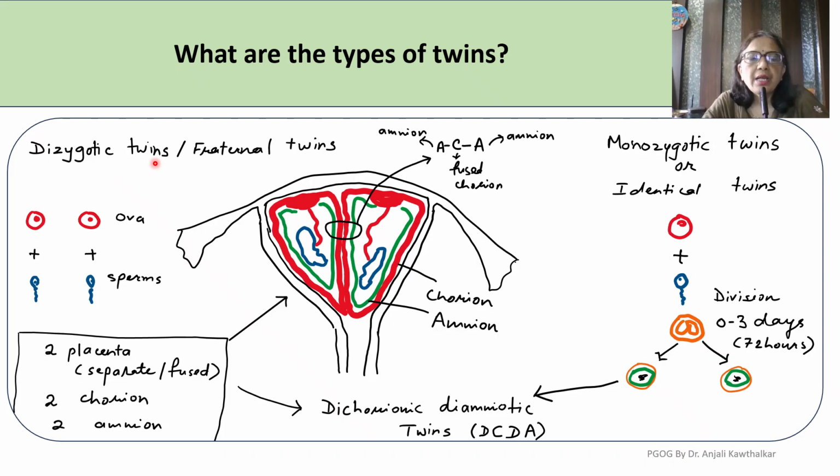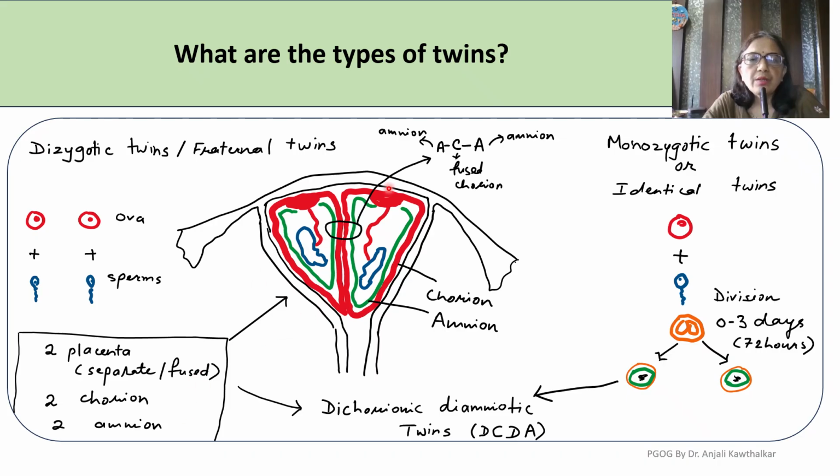Now these dizygotic twins are also called fraternal twins. Here two separate ova are fertilized by two separate sperms, and ultimately it leads to the development of two placentae, which might be seen as separate placental tissue, or can look like a single placenta because of the fusion of these two placentae. There are two chorionic layers and there are two amniotic layers.